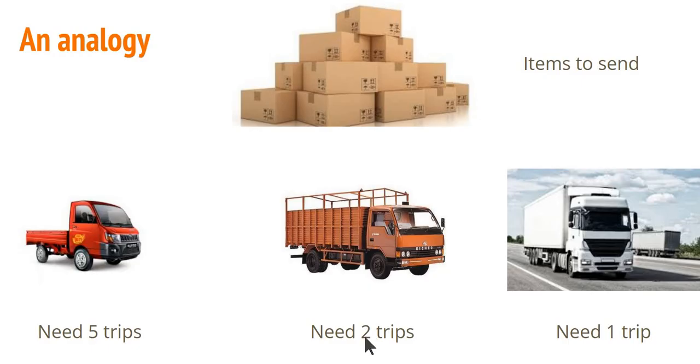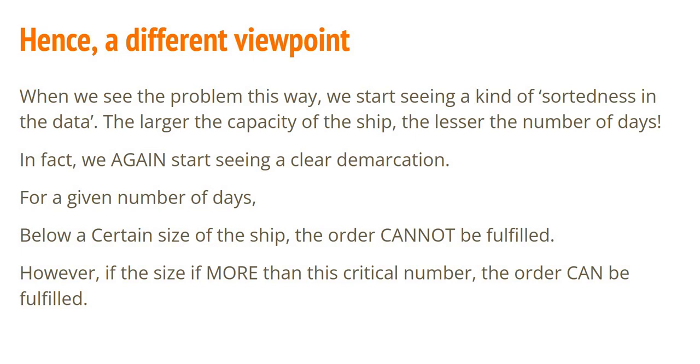The moment I start seeing the problem in this way, I start seeing a kind of sortedness in the data. Basically, the larger the capacity of the ship, the lesser the number of days. The interesting bit is that we see a very clear demarcation: for a given number of days, below a certain size of the ship, the order cannot be fulfilled. In our example, if an 8 unit ship cannot fulfill the order, definitely a 5 unit ship also cannot. However, once we go more than a critical number, the order can be fulfilled. So there is a smallest size at which the order can be fulfilled. That is the number we are looking for.